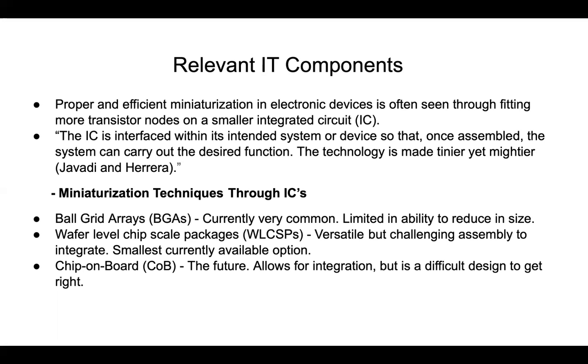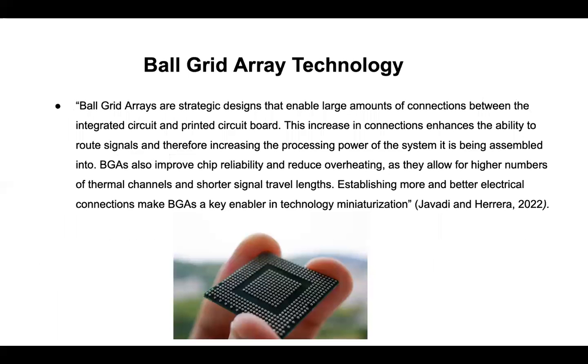There are multiple different techniques to get this accomplished. We'll talk about three right here. There's the ball grid array, which is currently very common. It's limited in its ability to reduce in size though, and you'll see that in the pictures on the next couple slides. And then there's the wafer level chip scale package, which is versatile but challenging to assemble, and it is the smallest currently available option. And then there's the chip on board, which is sometimes seen as the way of the future and allows for integration, but it is difficult to design to get right, obviously, because of the integration factor.